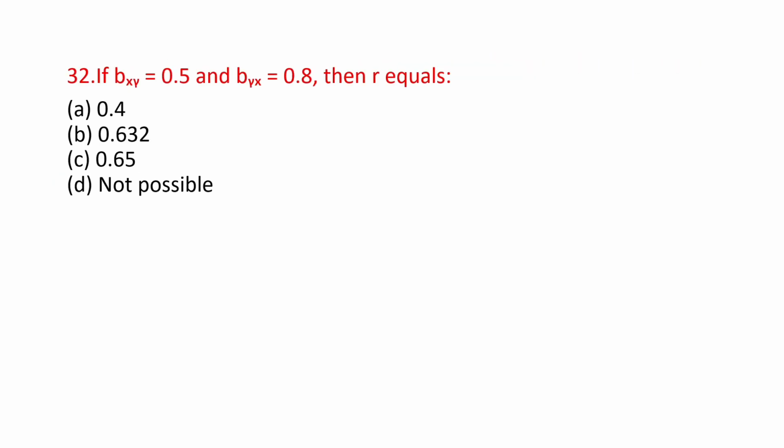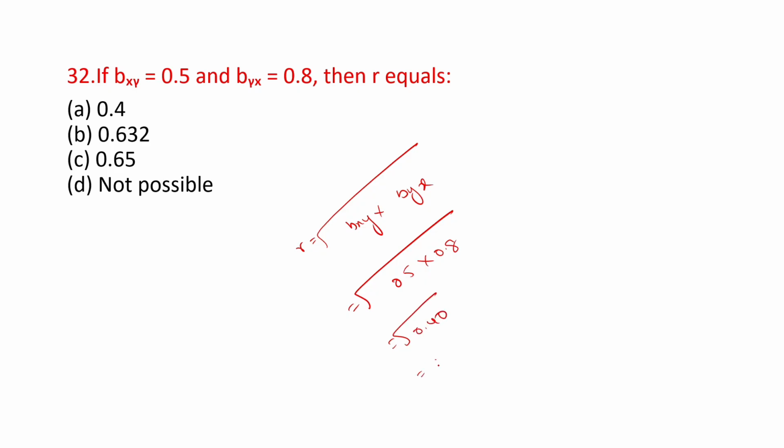Two regression coefficients are given. We need to find out the R value. So regression coefficient formula: 0.5 into 0.8, 0.40, then 0.3, 0.46, no, right, 0.632. Answer is B.